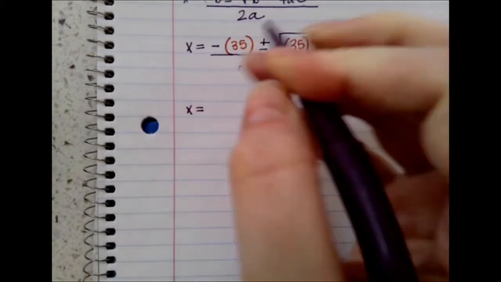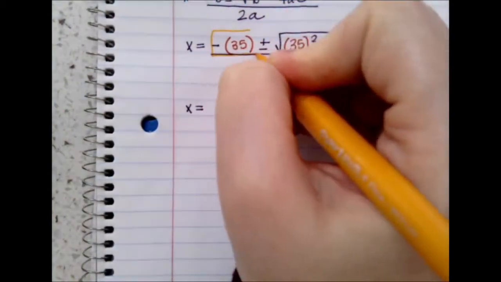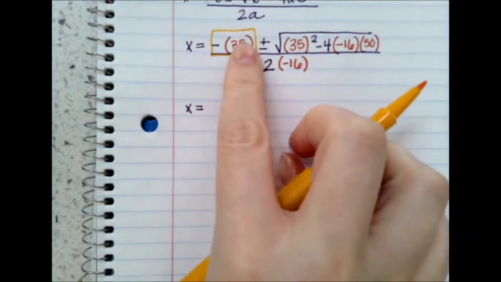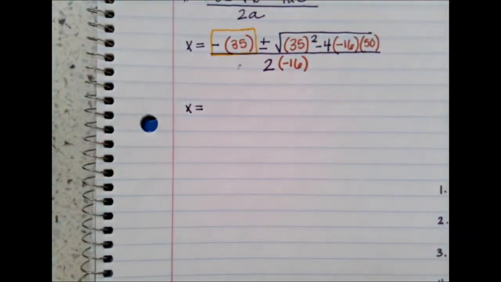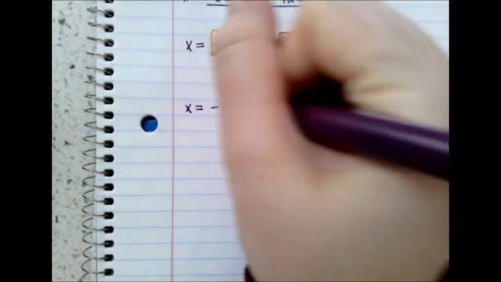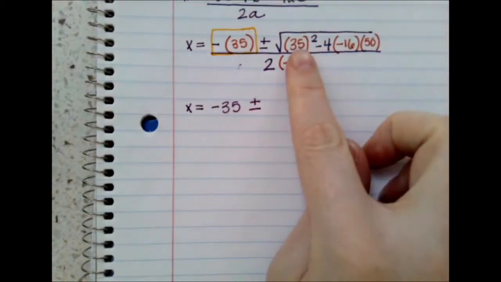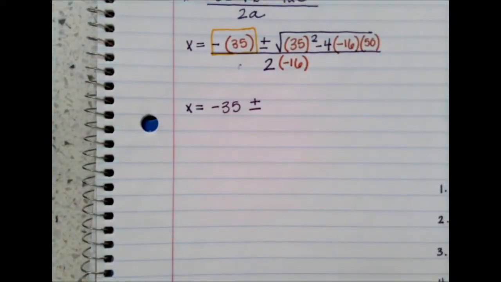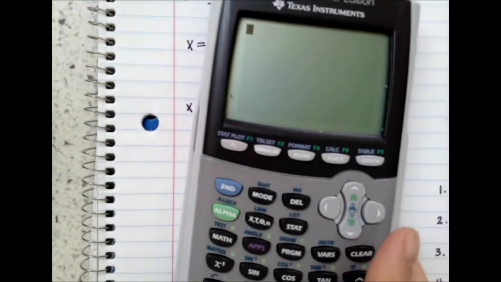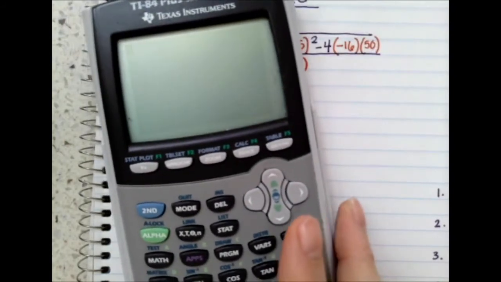So to start simplifying, I want to simplify this first part right here. In this case, I have a negative out front, and then I have a 35. So that just gives me negative 35. Plus or minus. And then this part you'll want to type into your calculator exactly as it is written. You can use the Google calculator, or in my case, I'm going to use my actual calculator.